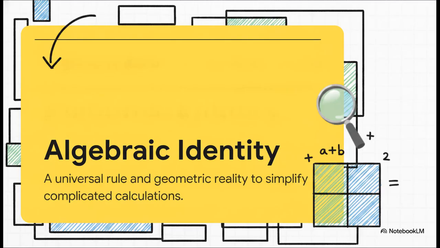The crucial takeaway here is that this pattern isn't an accident. An algebraic identity isn't just some random rule or an arbitrary formula a mathematician made up to torture you. It is a universal mathematical truth. It's a structural reality about how numbers and, as we'll see in a second, shapes interact. When you know the identity, you skip the grueling calculations and just take the efficient shortcut.